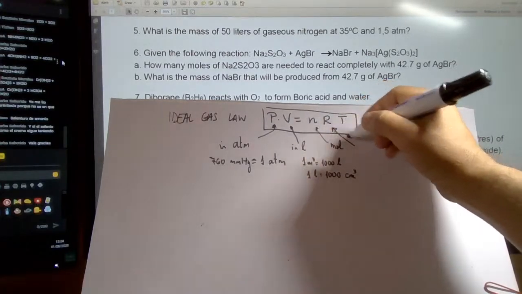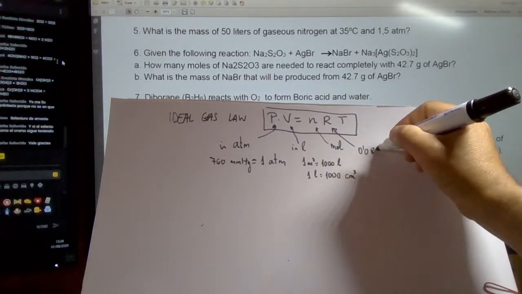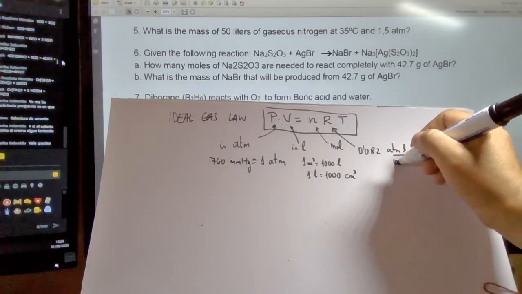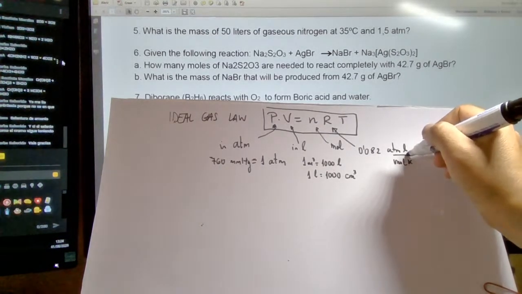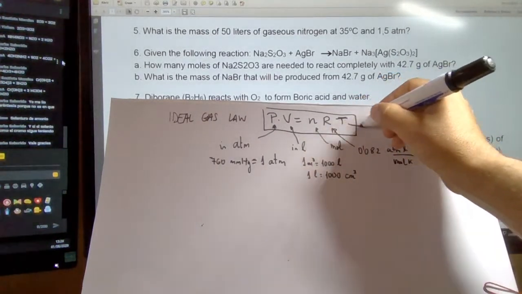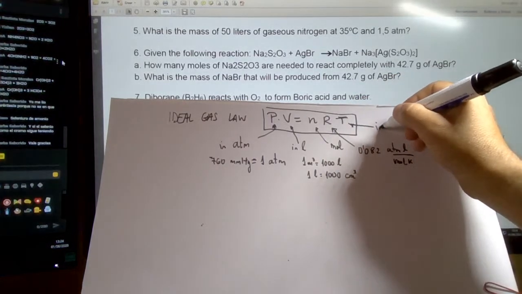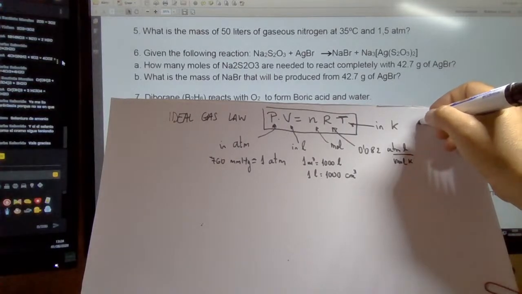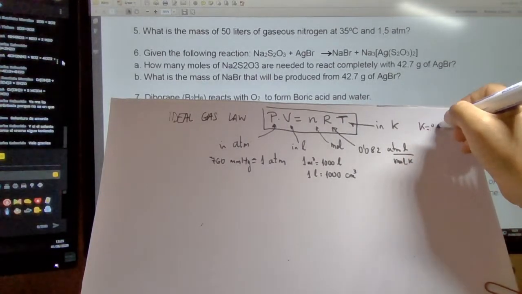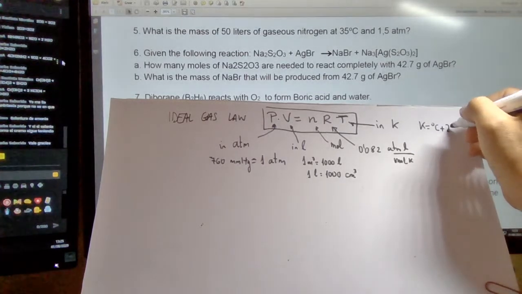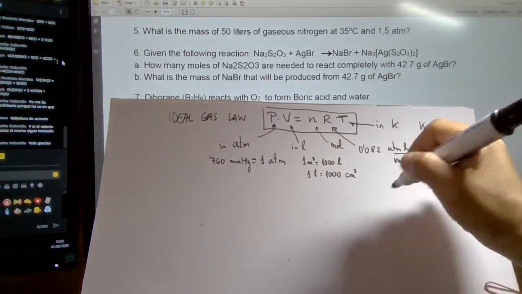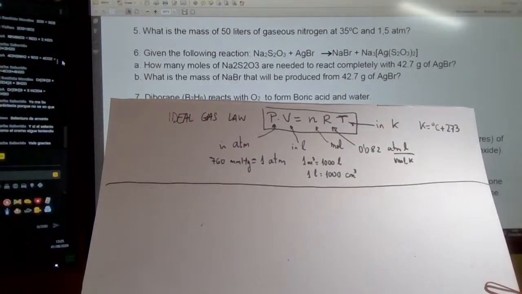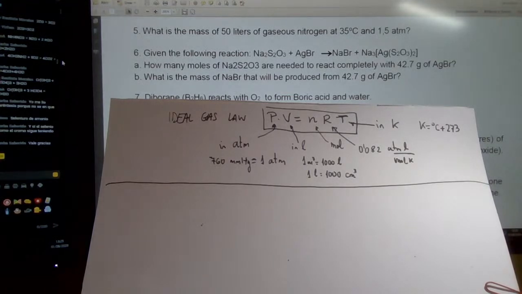This is the constant, atmosphere liter divided by mole Kelvin. And this is temperature in Kelvin. Remember, for Kelvin, we add 273. Okay, this is what you need to do an ideal gas law problem.